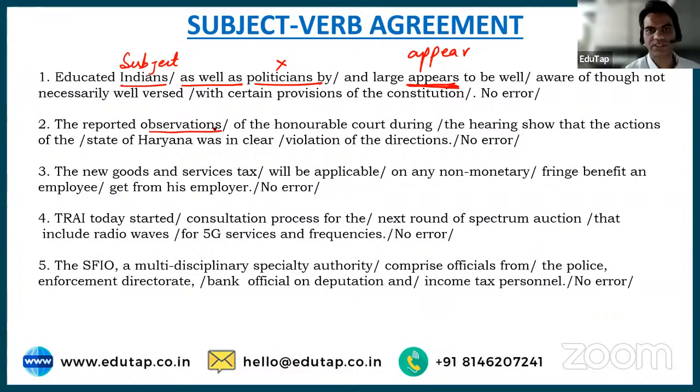See, let's look at the subject first: the reported observations. So observations was the subject here, which is plural. So the reported observations of the Honorable Court during the hearing show. This is absolutely correct according to the plural noun. Now, after that, we begin with a new sentence. This is a conjunction. After that, a new sentence begins. The actions. Now the subject of the second sentence is actions. So the actions of the state of Haryana. Now, what should be used here? Was or were? Were in clear violation of the directions. Very good, Roshan. So clear, everyone?